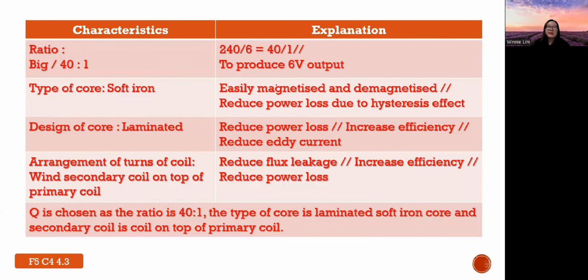Soft iron core, like I say, is easily magnetized and demagnetized, to reduce power loss due to hysteresis. If you do not know the term hysteresis, it means the same as this whole thing, easily magnetized and demagnetized. Then laminated, to reduce eddy current, which indirectly means they reduce power loss. Then the arrangement, why secondary on top of primary, to reduce flux leakage. And lastly, you say you choose Q due to all the characteristics you picked just now. So we are actually done with this essay question.